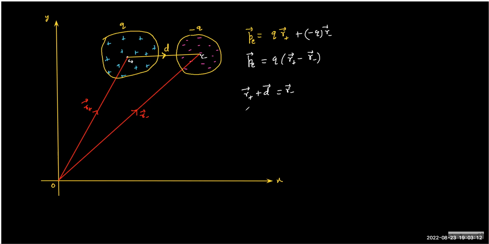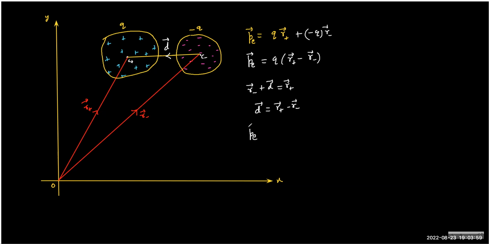Yes, I made a mistake. I should have taken D in the reverse direction. We take the D vector from minus to plus. Let me rectify this. So let's take the D vector, which we take from negative towards plus. Then this will work out better. So R minus plus D vector equals R plus. So the D vector we can write as R plus minus R minus.